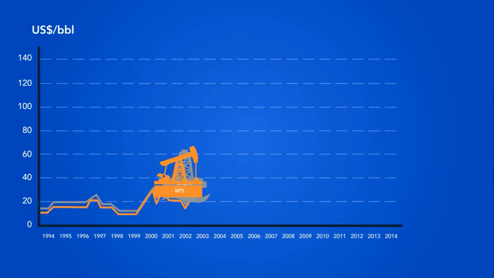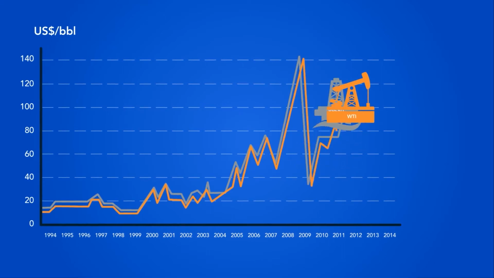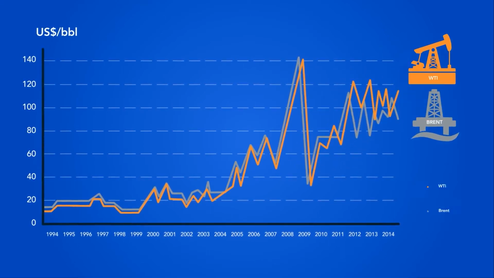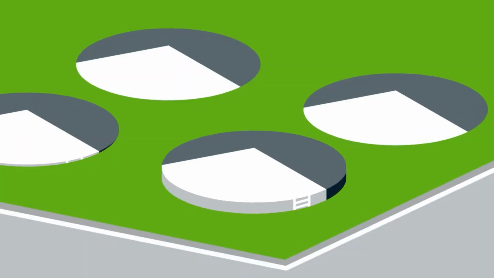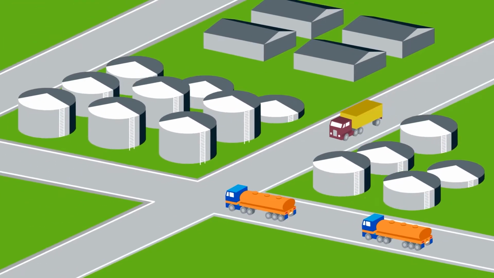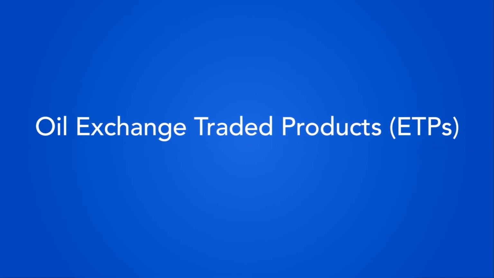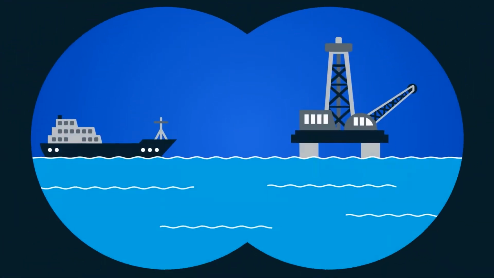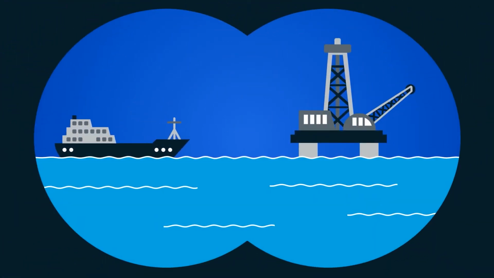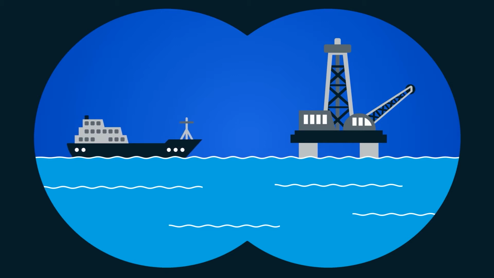Interested in gaining exposure to crude oil prices? For many investors, that's not always a simple task. Physical investment needs operational know-how and expensive infrastructure, and using derivatives can be complex. A simple alternative is investing in oil exchange-traded products, or oil ETPs. Let's look at the crude oil market and see how ETPs fit in.